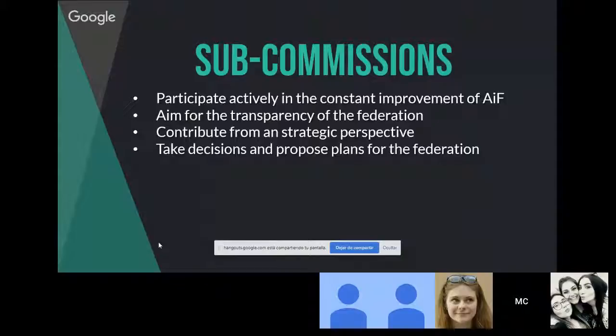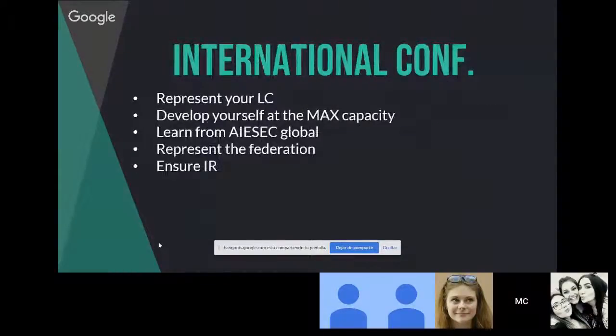Why is it important to have subcommissions? First one, in terms of transparency, the more participative the LCPs are, the more transparent is the organization. Second, to contribute to a strategic perspective of the organization. And the last one, and this is the most important one, if you really want to change something in ISEC in France, this is the best way to do it because you are allowed to take decisions and propose concrete plans for the federation.